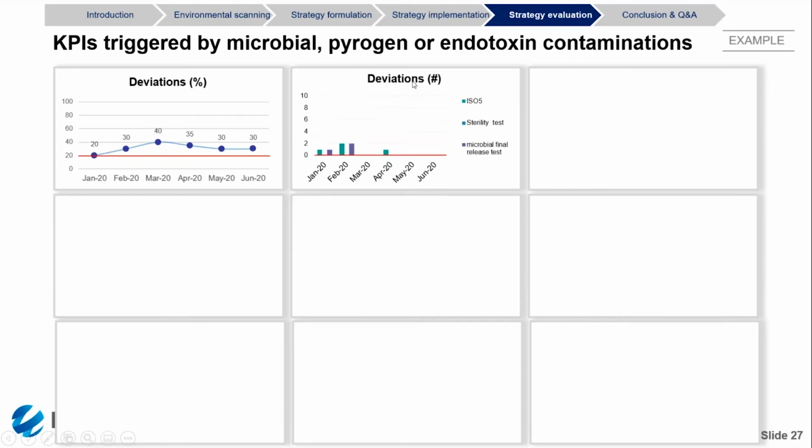And deviation. Here it's the number of deviations related to a specific area of risk. For example, if you are a sterile manufacturer, maybe in the ISO 5, the number of deviations in ISO 5, or maybe even in grade B. But try to focus on specific KPIs that will give you a great idea of what is happening in your facility, rather than having lots of KPIs and not understanding what you are looking for. Sterility test, I mean, this one is easy.